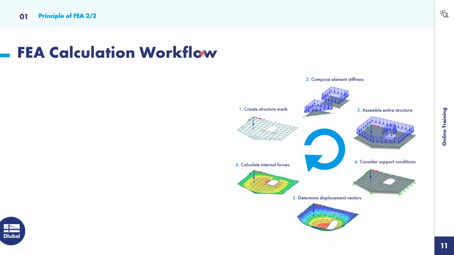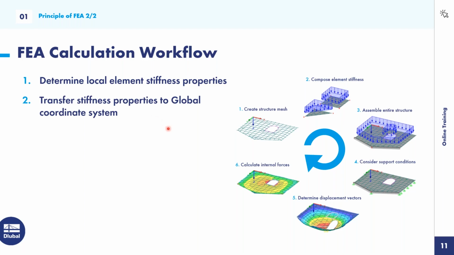So here is the FEA calculation workflow. You can see in the diagram on the right-hand side, this is kind of the cycle, basically. So first, we take the structure and we break it down into a mesh, or we mesh the structure, and we determine the local element stiffness properties. And then the next step, the stiffness properties are transferred to a global coordinate system, and you get those stiffness relationships for each of the elements. And then these are assembled to get the global stiffness matrix of the whole structure. So this is our big system of equations that the computer then solves.